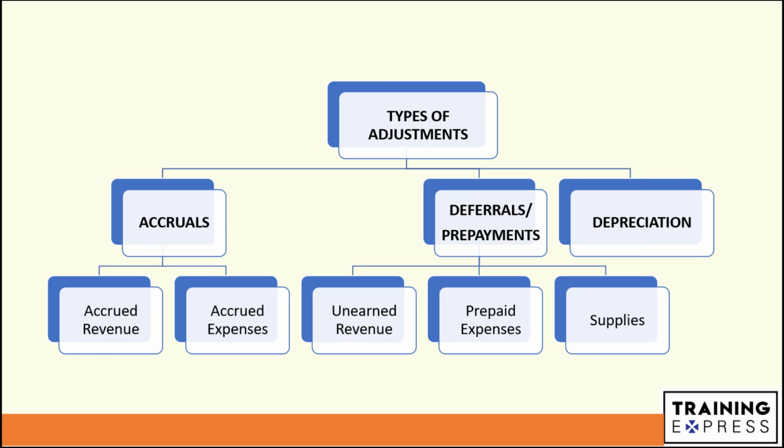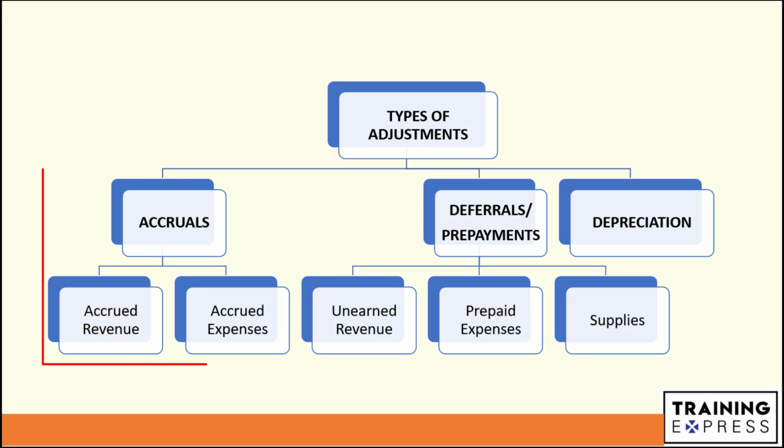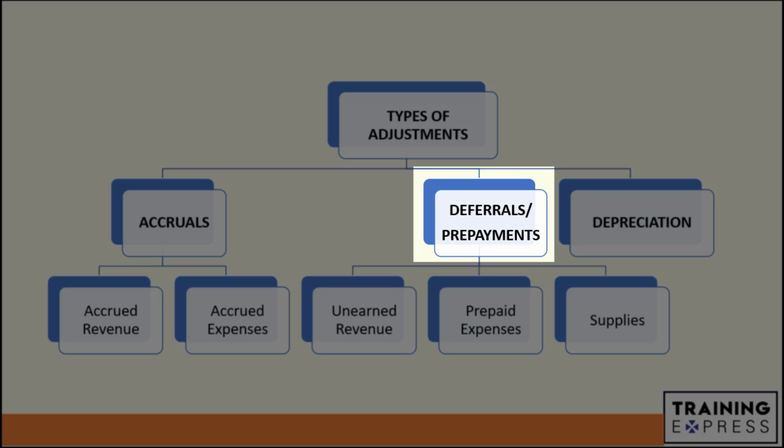Now let's start today's topic, and we will start with what types of adjustments we generally make. If you look at the left side, we have got accruals. When we talk about accruals adjustment, we will be generally talking about two types of accruals. One is accrued revenue and the second one is accrued expenses.